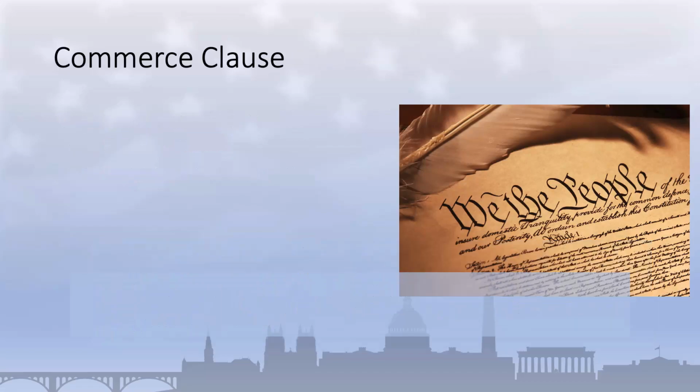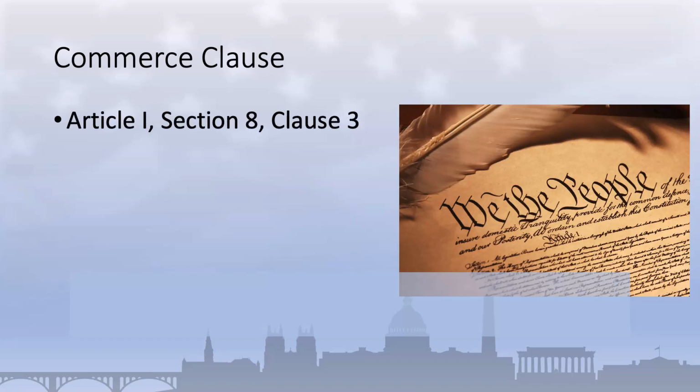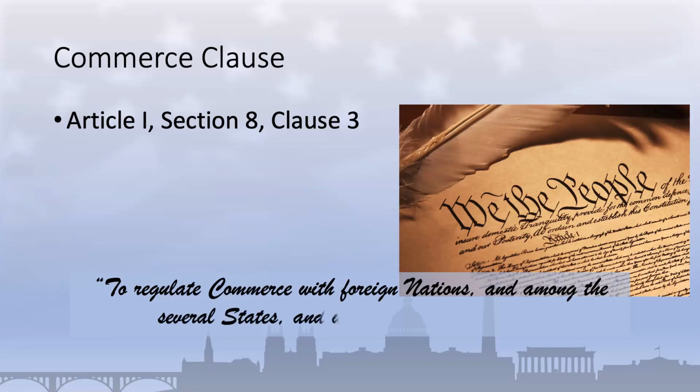Arguably the most significant source of federal power today is the Commerce Clause. Found in Article 1, Section 8, Clause 3 of the U.S. Constitution, the Commerce Clause grants the Congress the power to regulate commerce with foreign nations and among the several states and with Indian tribes. The Commerce Clause is one of the most important and far-reaching powers granted to Congress in the Constitution, as it gives Congress the power to regulate a wide range of economic activity, including the production, distribution, and sale of goods and services.